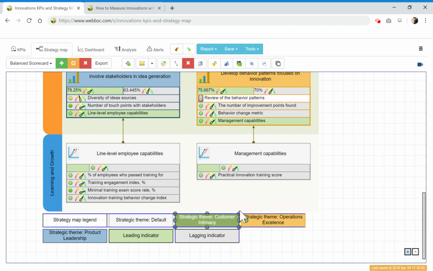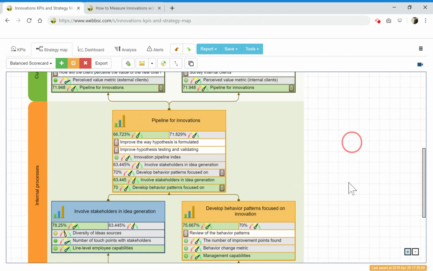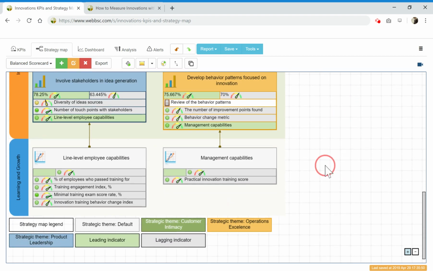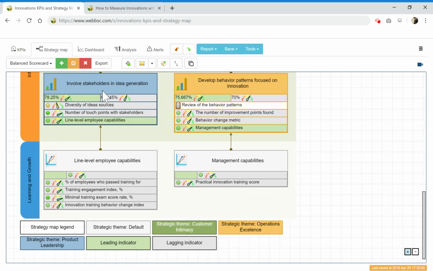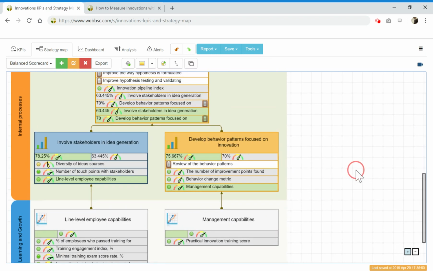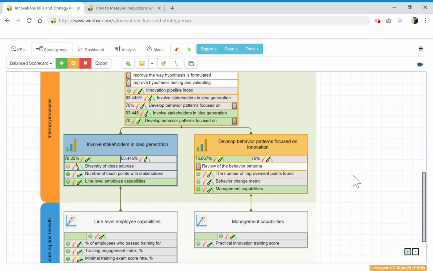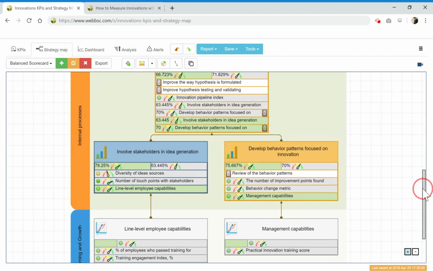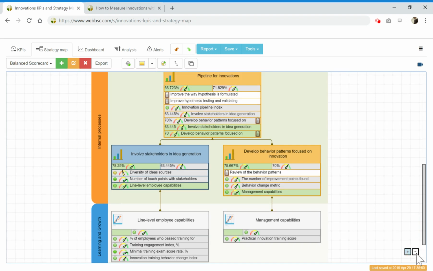First of all, we focused on customer intimacy, these 2 goals. Then we had operational excellence theme, and we also have product leadership theme that helps us to formulate product ideas better. Again, these themes, these pillars help us to understand better what our strategy is all about.